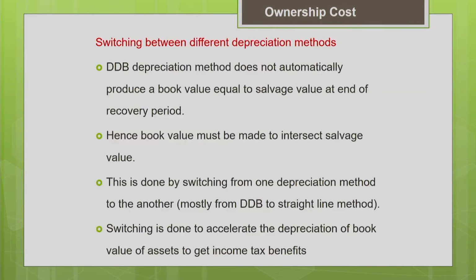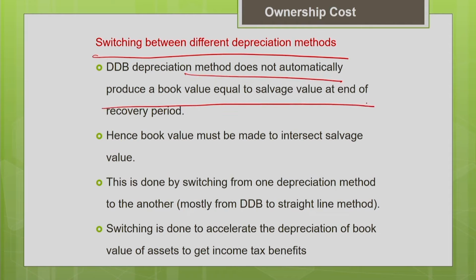Another important factor which we are going to discuss today is switching between different depreciation methods. This is very important. As I told you, DDB stands for the double declining balance depreciation method. The DDB method does not automatically produce a book value equal to the salvage value at the end of the recovery period. In many cases, the estimated book value can go below the salvage value. So now we have to make the book value intersect with the salvage value. That is why, in the earlier example, we back calculated the depreciation. So, that is one way.